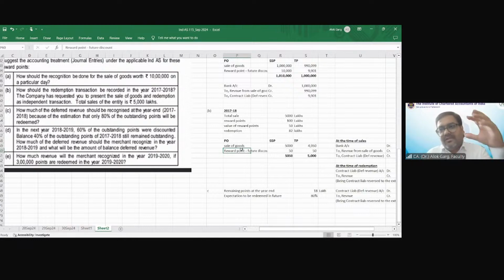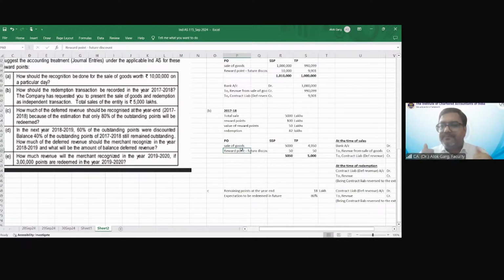Now, the company, the Rolex watch, when it is selling watches to the customer, has two performance obligations: sale of the watch and reward points, by which the customer will avail a discount in future. But normally, with the kind of customer Rolex is dealing with, no one will come to avail this discount. No one will come.